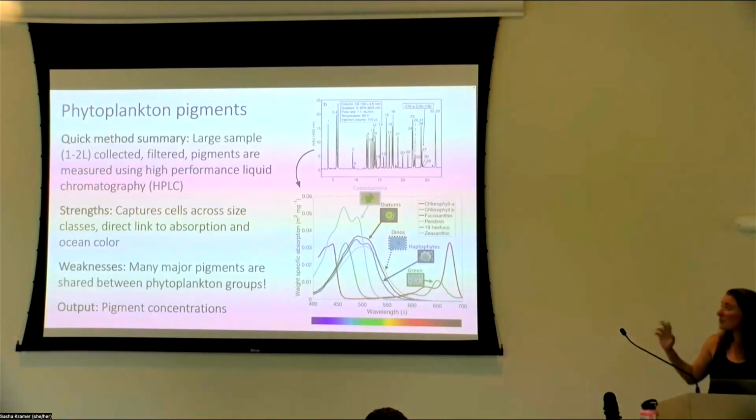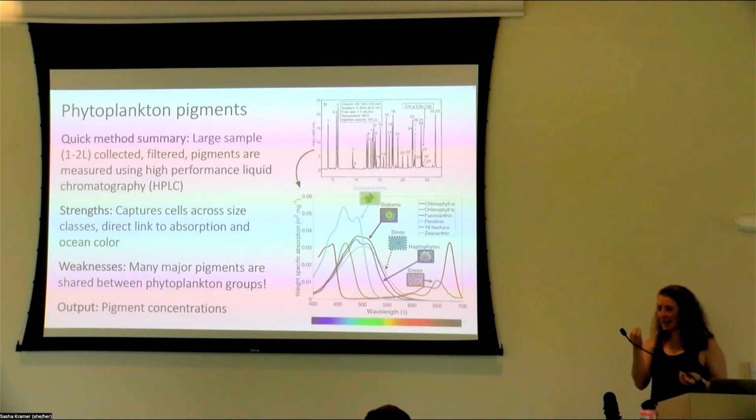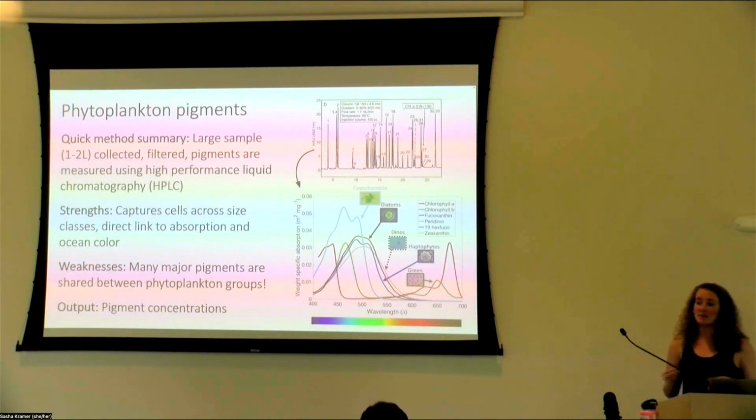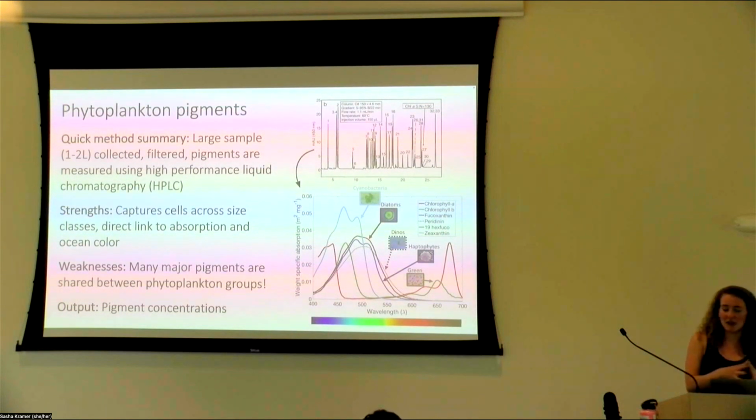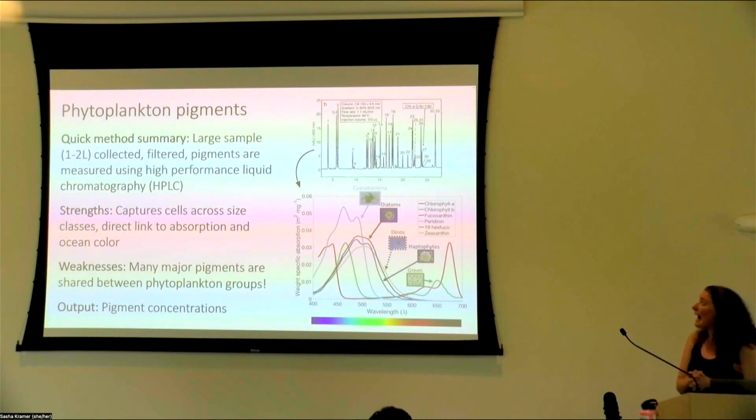So giving this kind of broad method overview, for phytoplankton pigments, we also need a large sample of water. You can't use that 1 milliliter sample for flow cytometry. Pigments are in relatively low concentration. You have to filter a lot of water to be able to measure your pigments. You take your filter back to the lab and then use a method called high performance liquid chromatography, or HPLC, to look at how the amount and types of pigments varies between your sample.